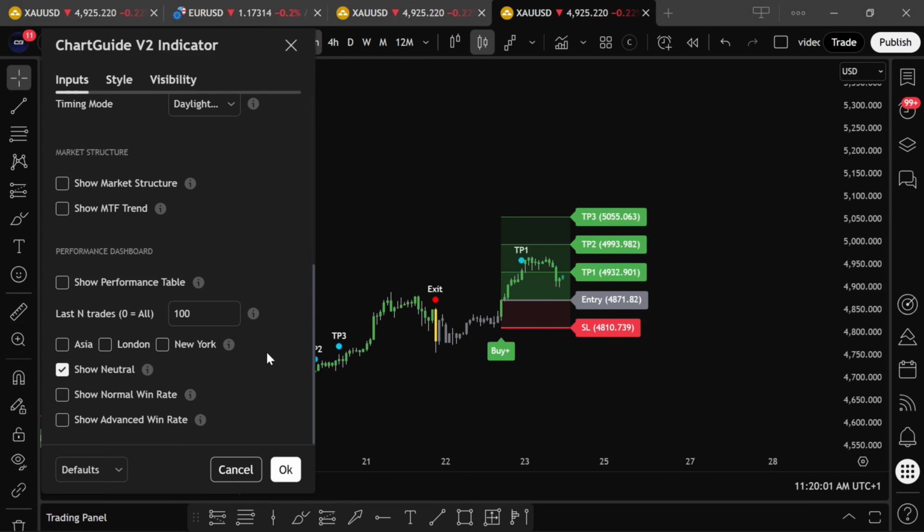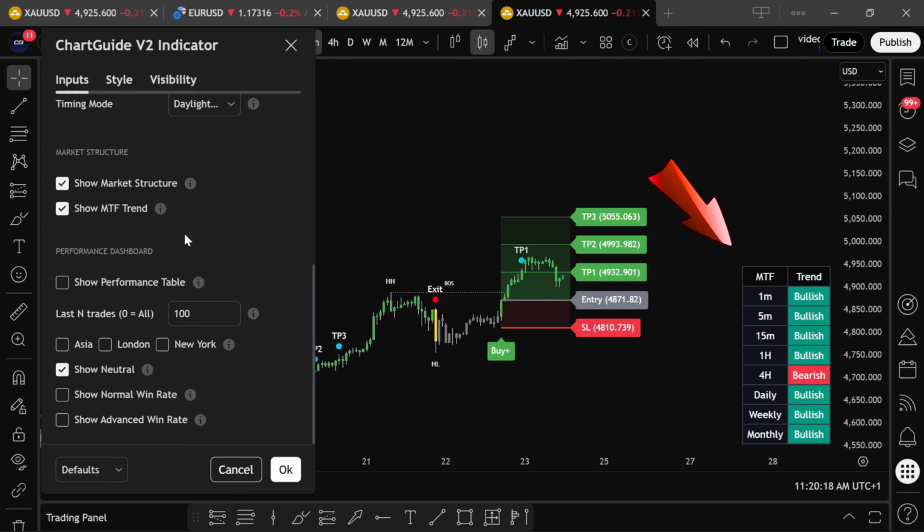Alright, next we've got the market structure tool and the multi-time frame trend. The market structure tool helps you see where the market is forming higher highs, higher lows, lower highs, and lower lows. It also marks important structure shifts like break of structure and change of character directly on the chart. Then you have the multi-time frame trend, which shows you trend direction across multiple time frames from 1 minute all the way to monthly. This helps you align your trades with the higher time frame trend.